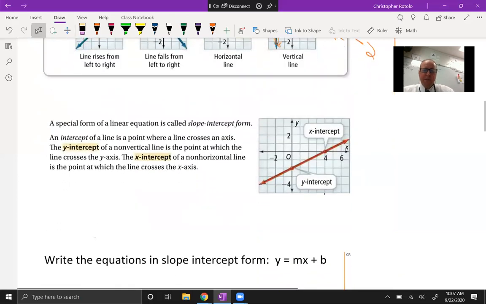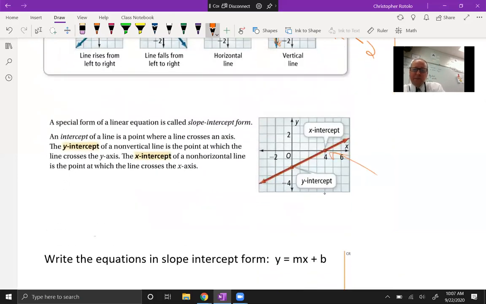All right, intercepts. This is an x-intercept. How do we know that? Well, this point right here is 4, 0. An x-intercept is when y equals 0. A y-intercept, like this one here, this is 0, -2. A y-intercept is when x equals 0. That's going to be super important when we deal with things in standard form. We're just going to find intercepts.